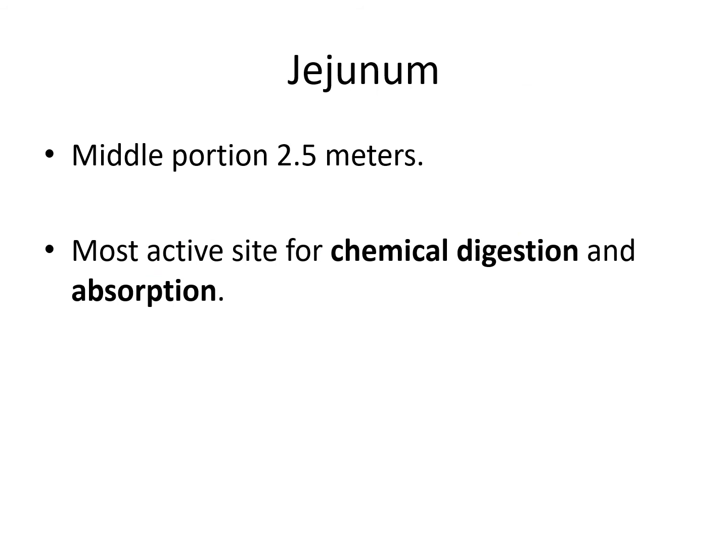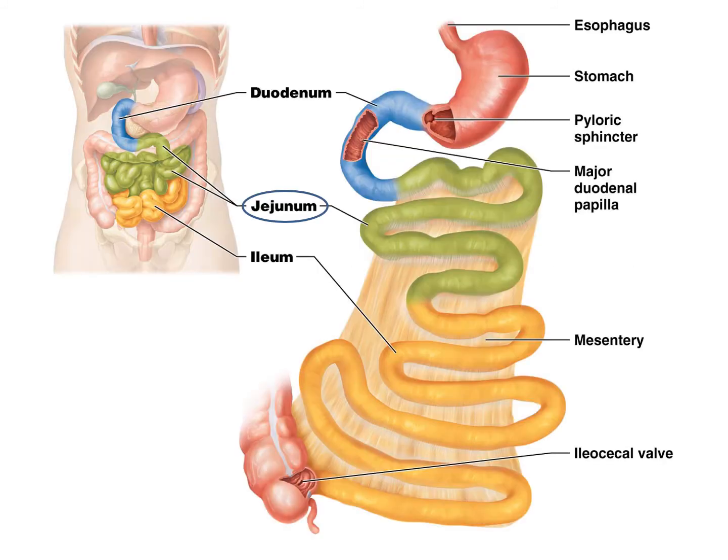The jejunum is the middle portion, about 2.5 meters. It's going to be the active site for chemical digestion and absorption. Okay, so this is where most of the action of digestion and absorption occurs. So here in green is the jejunum from here to here.